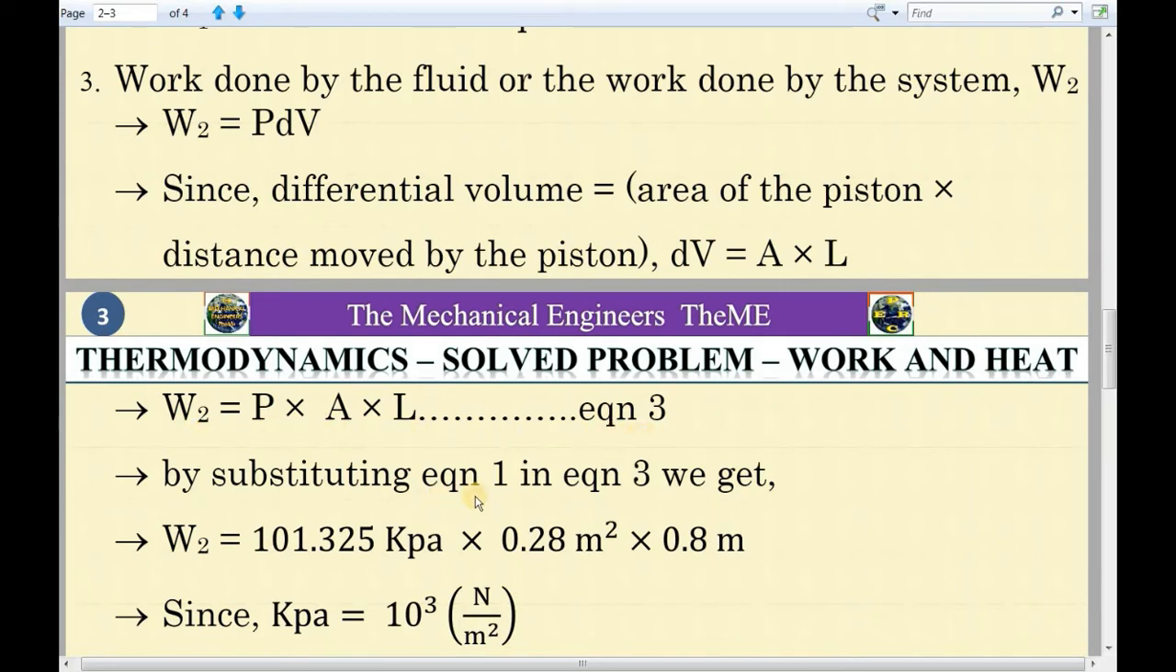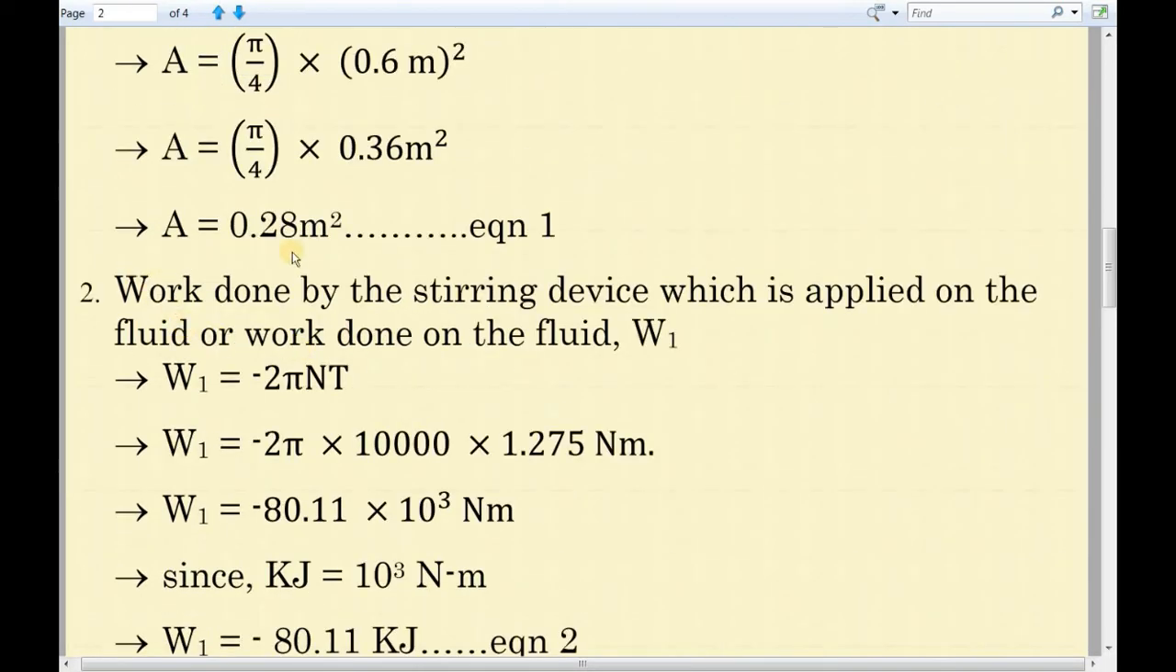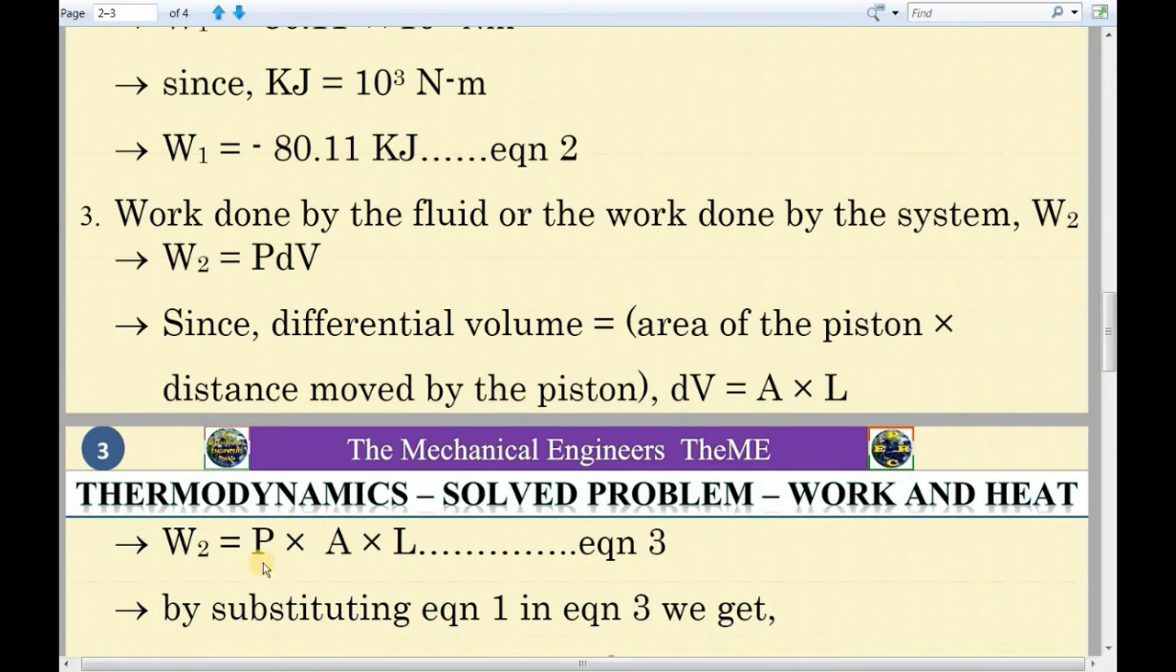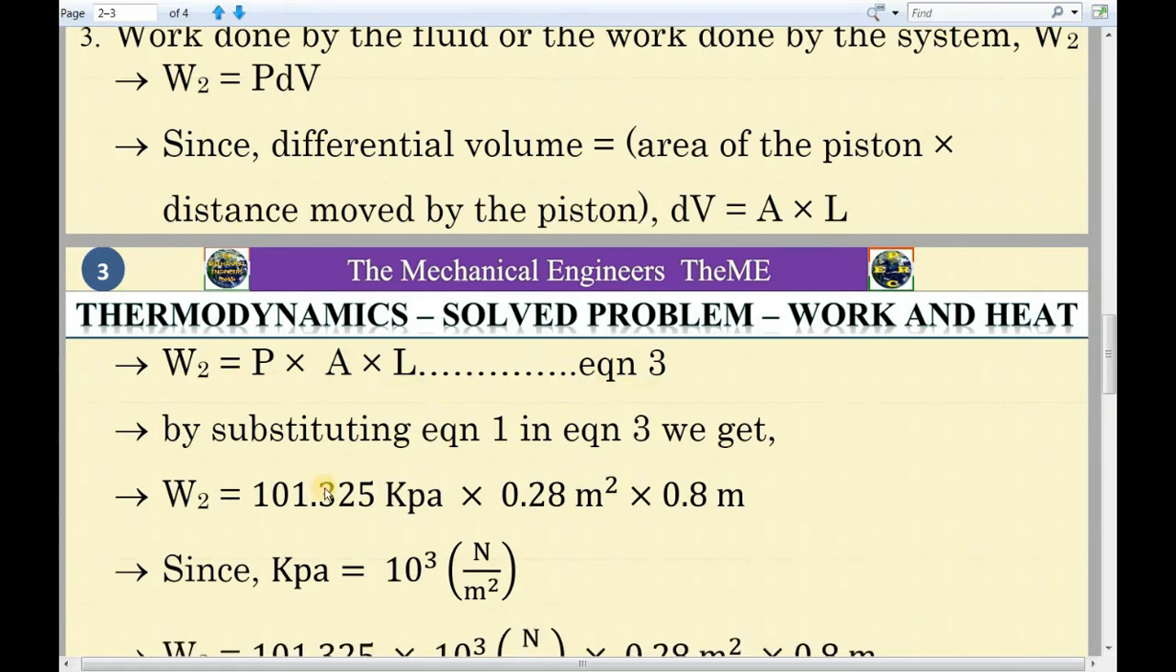Now substitute equation 1 in equation 3. What is equation 1? Equation 1 is area of the piston and the value is 0.28 meter square. And in equation 3, P is the atmospheric pressure and the value is 101.325 kilopascal. And L is distance moved by the piston and the value is 0.8 meter. By substituting equation 1 and the P and L values in equation 3, we get W2 is equal to 101.325 kilopascal into 0.28 meter square into 0.8 meter.